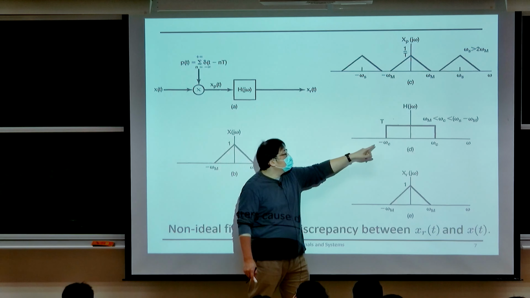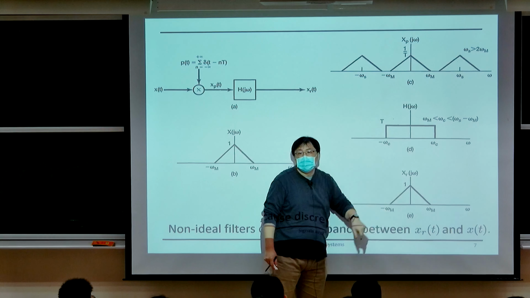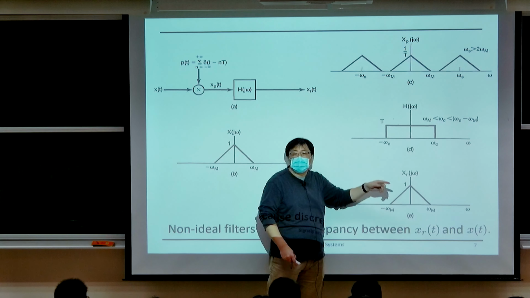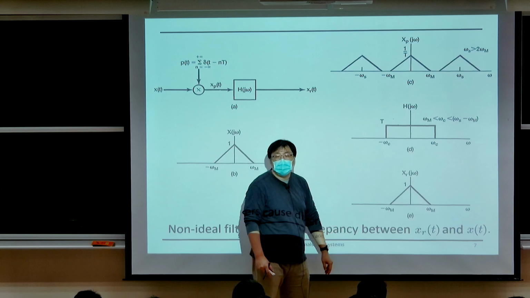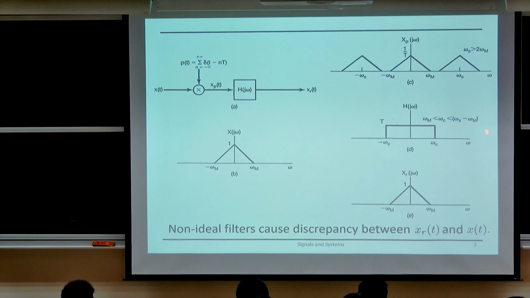As we mentioned previously, in practice you cannot really realize such a perfect low-pass filter. So there may be some distortion to the recovered signal, but nonetheless, theoretically this is possible. If the filter is non-ideal, you will cause some discrepancy between x_r of t and x of t. This process of sampling and recovery is rather theoretical, because in practice you can't really generate a delta function, and it's very hard to realize a perfect low-pass filter.